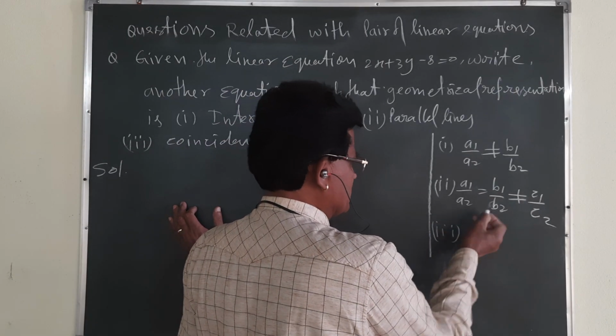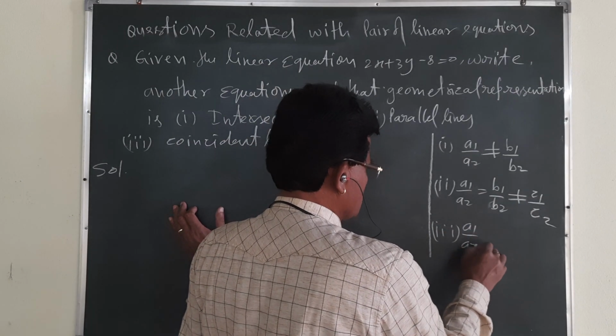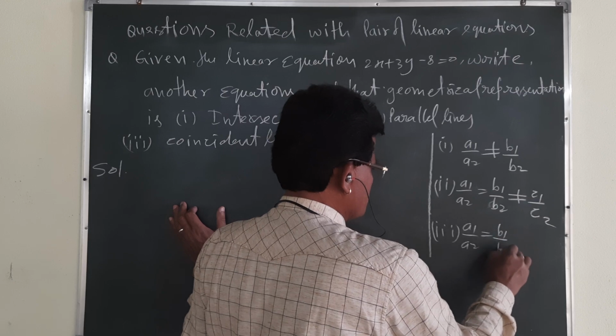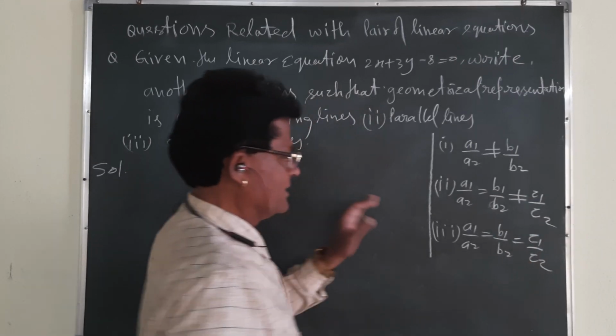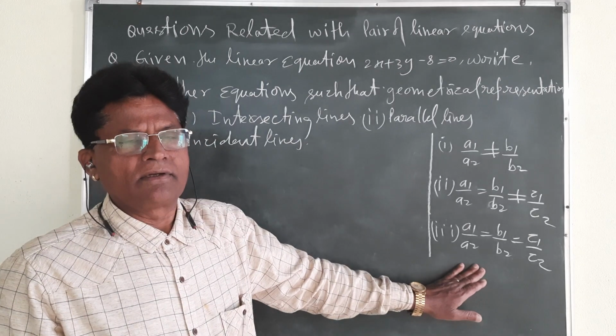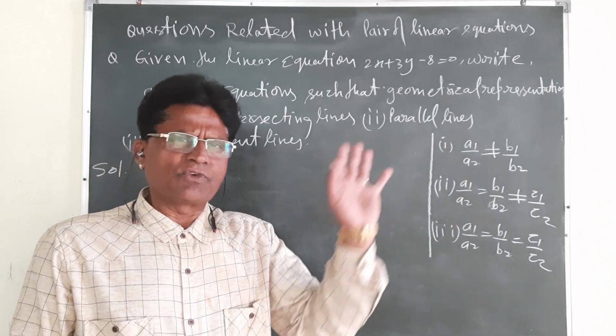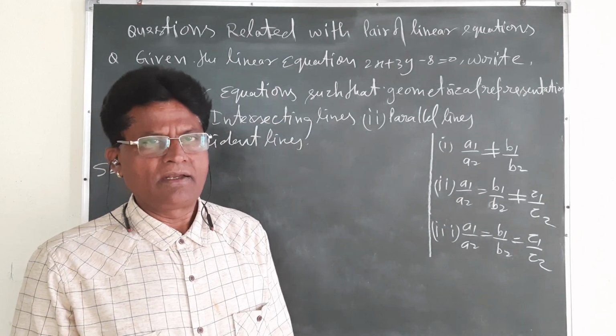That is why I have selected this question. a1 upon a2 is equal to b1 upon b2 is equal to c1 upon c2. All should be equal. Then the lines will be dependent, coincident. Easily you can get the example.